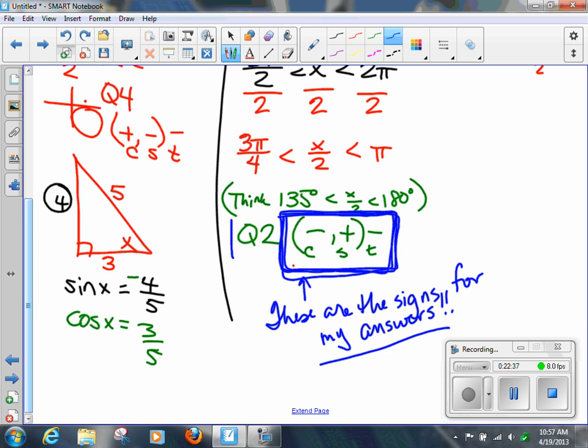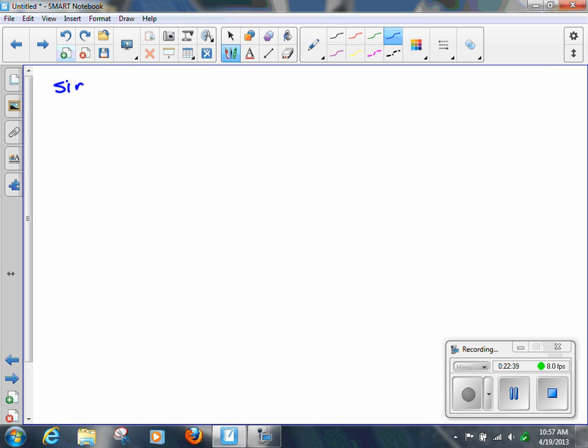Here we go. First part, sine of x over 2. Write the formula. If you need to go get water, go get water. It's fine. 1 minus cosine x over 2. Okay?